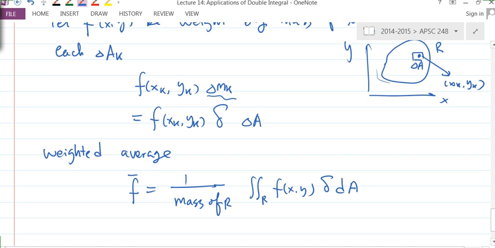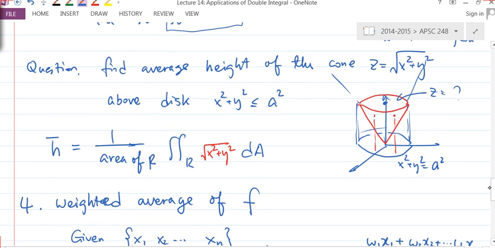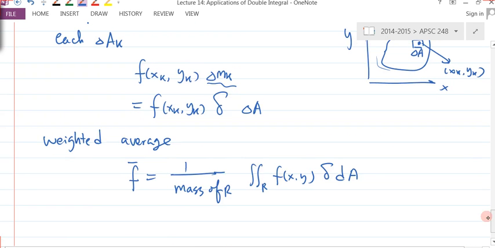That's the weighted average. If you compare this weighted average expression with the previous average formula, the difference is that now you have a delta function showing here. In this case I said it's a density, but in a generic case, you can consider it as a general weight. And this becomes the mass of R, whereas previously this was the area of R. Why does it become the mass of R? Because area of R times the density gives you the mass of R. So this is basically the weighted average. Is that good?